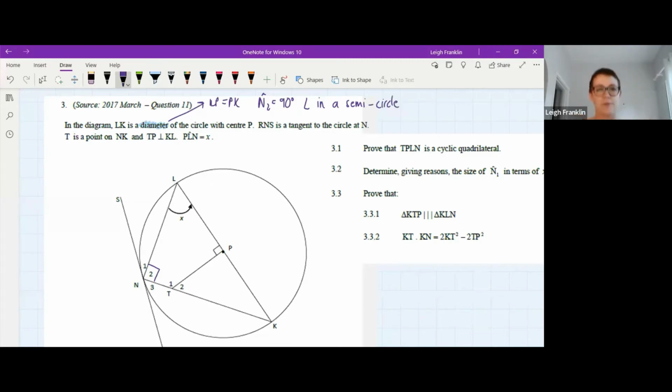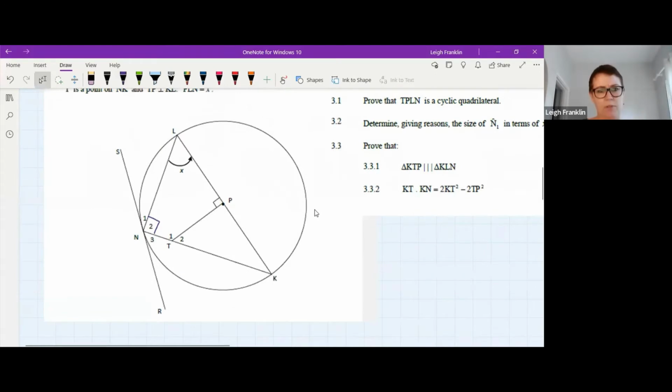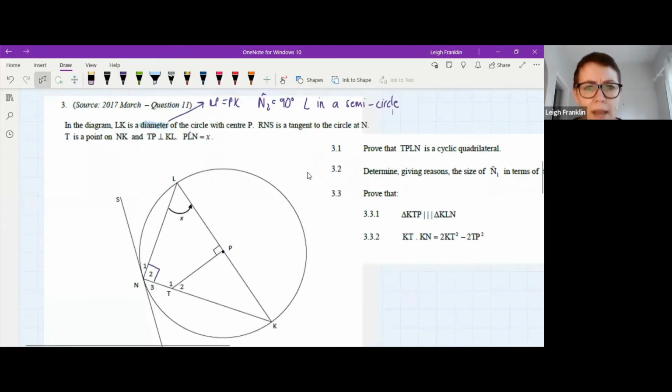So that's the other thing that it means if they tell us that there's a diameter. Because they have identified that there is a point, we might also have angle at center is twice angle at circumference, but it doesn't look like that's going to be possible in this particular diagram. So let's leave that for now and carry on reading.